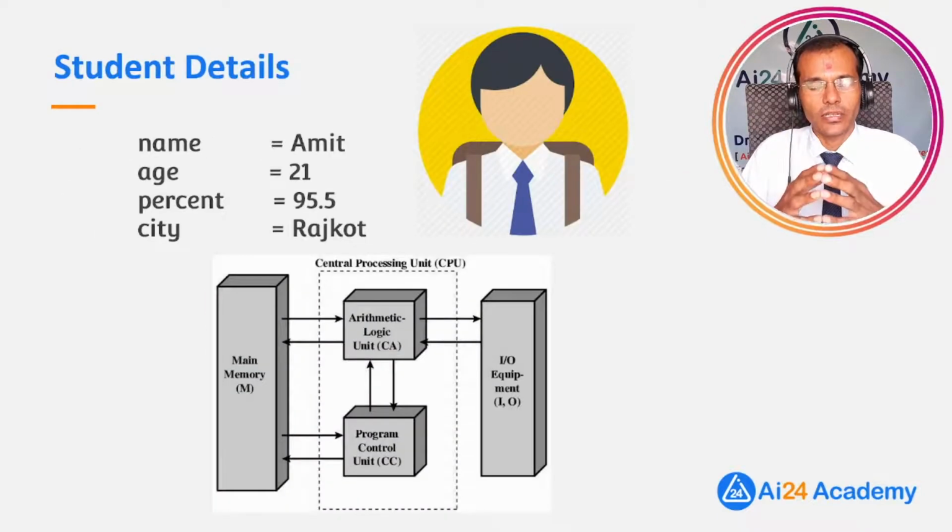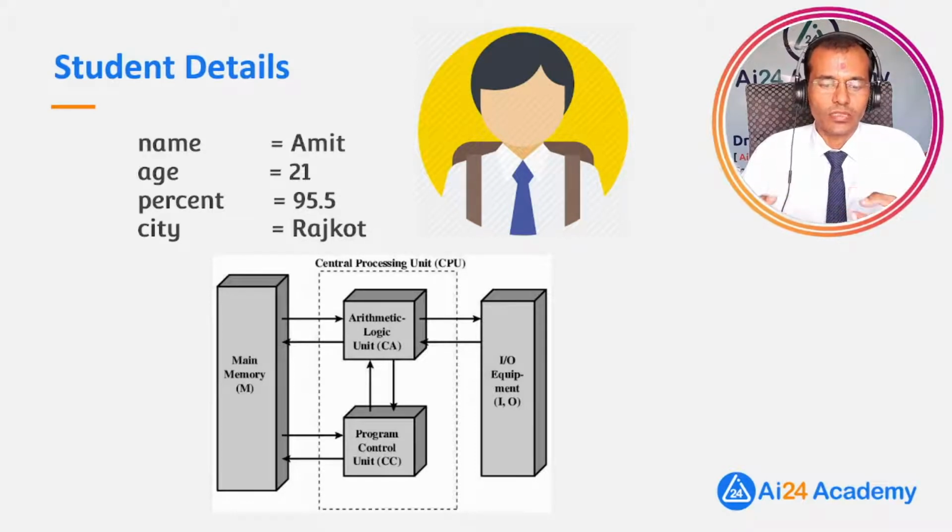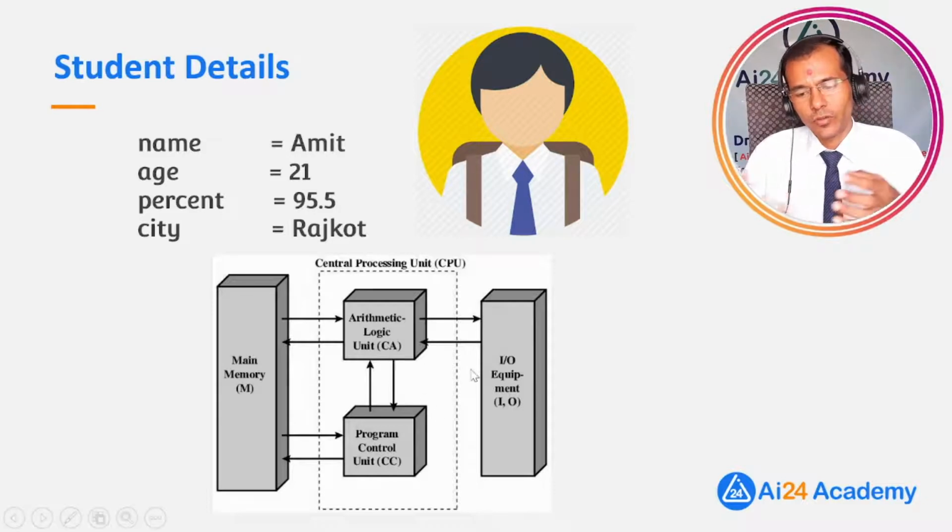So let us look at the student details. Student name, age, percent and city is given, and we can see in this diagram that student information is given to the computer, it stores it in memory, it processes the information and stores it in memory, and whenever required the information is retrieved and displayed on the screen.